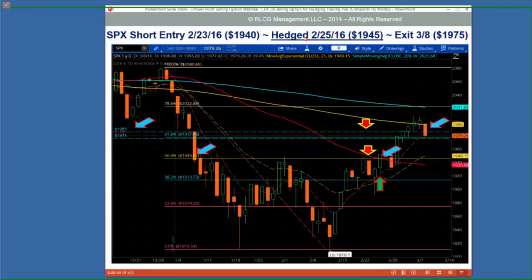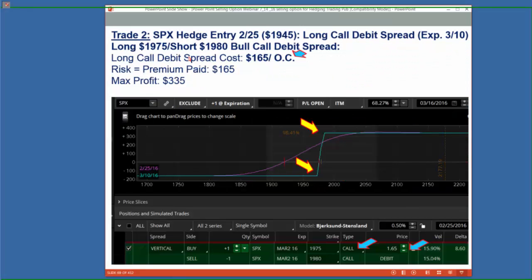So here's what the hedge was. On the 25th, when it broke that 1945, I bought a call debit spread, same expiration month. So I bought the 1975 call, sold the 1980 call against it. That's a bull call debit spread. Now, when you do that and you're sharing the same short strike, which I'll show you in a second, that's what creates the beauty of this hedge.